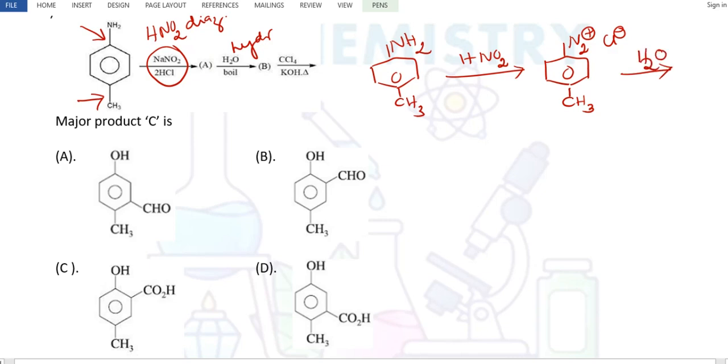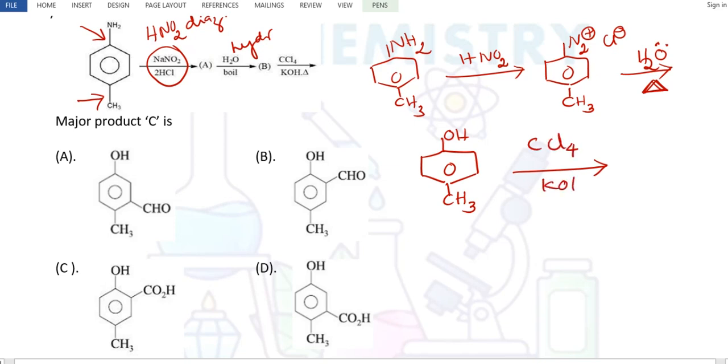Whenever benzene diazonium chloride is hydrolyzed, when it is heated, what will happen? You will get phenol as the product. So water can act as the nucleophile, attack the carbon atom, and N2 will go out. So we'll get phenol, the hydrolyzed product.